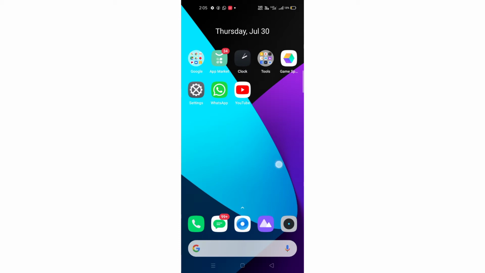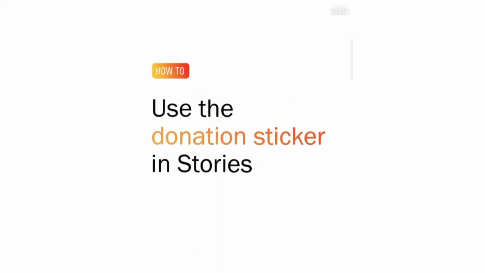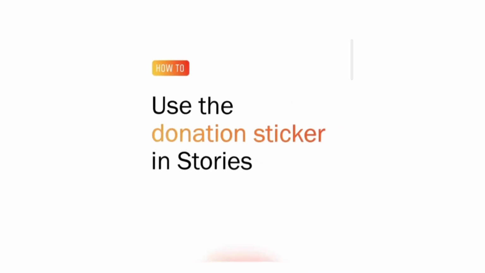So without wasting time, let's get started. First of all, make sure that you have updated your Instagram from the Google Play Store or App Store. Now let's go through how to use the donation sticker in a story.